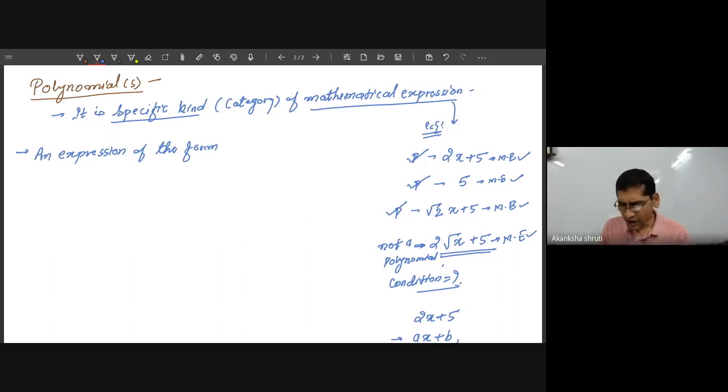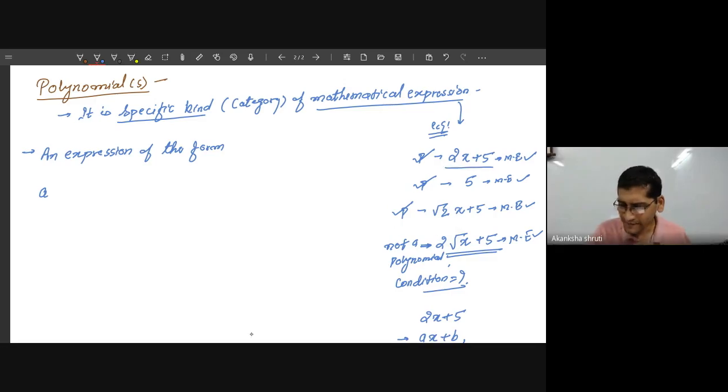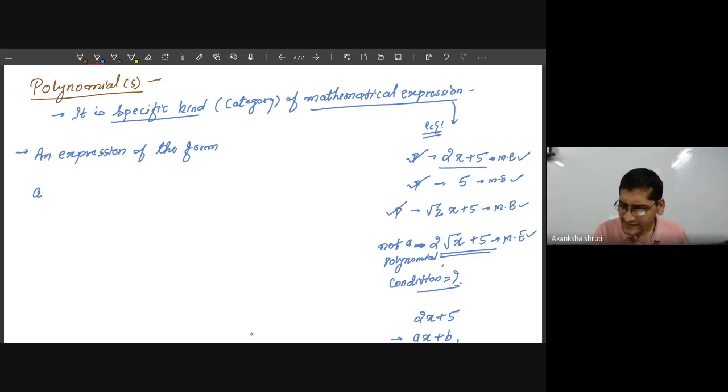So the general form of denoting all these things, we will write in terms of constants a, b, c and variable x. We may take y, t or anything, but then we will write the condition so that it becomes a polynomial. So an expression of the form, if I am taking a constant, like 2x plus 5, I am taking 2 as a constant which is denoted by a.